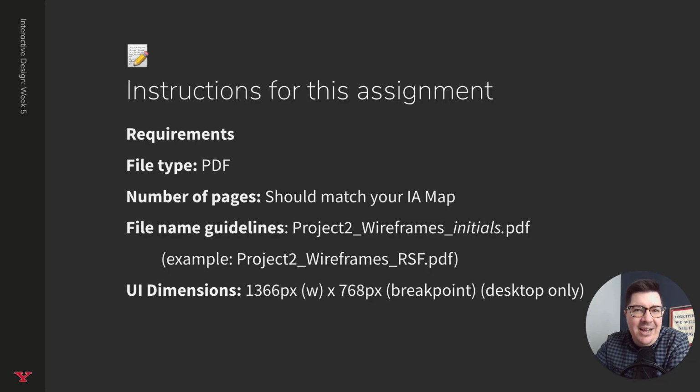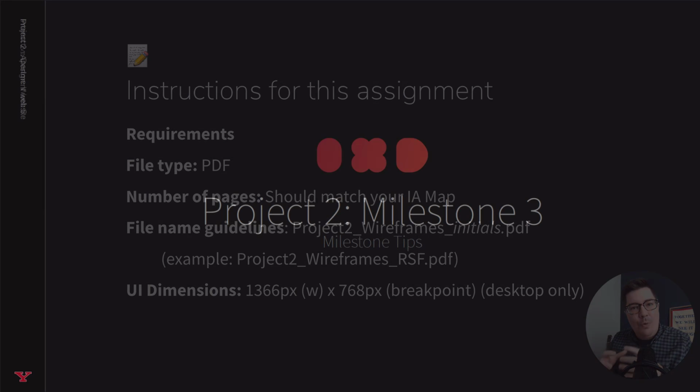The naming of the guidelines should be similar to what we've done in the past. And then your UI dimensions. We're sticking with the 1366 pixels wide. Your breakpoint or your fold line is 768 pixels tall. And again, your content is going to go well below, I can guarantee you, the 768 pixel tall mark. Make sure you include from navigation or header to footer. And again, we're focusing on desktop only because after wireframes, we're going to be going into actually making a clickable prototype.